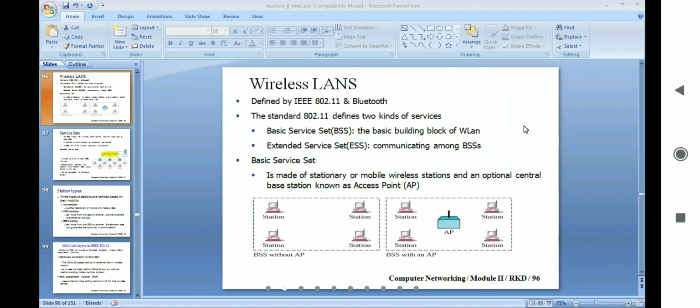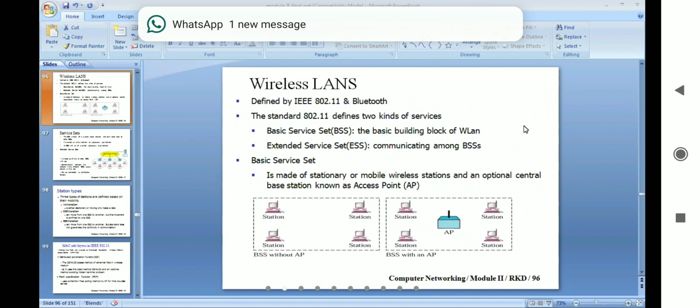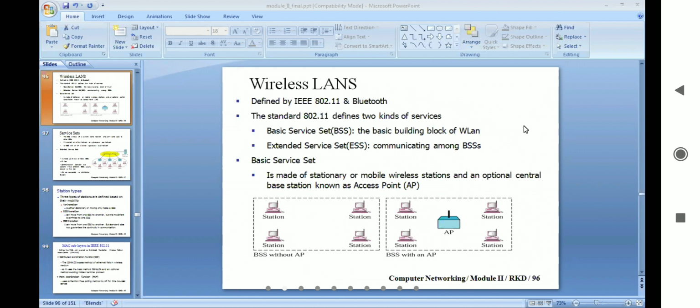That is one of the basic units of a wireless LAN, and it has some characteristics: how you can communicate within a BSS, and how you can communicate from one BSS to another BSS. So let us see what we mean by BSS.